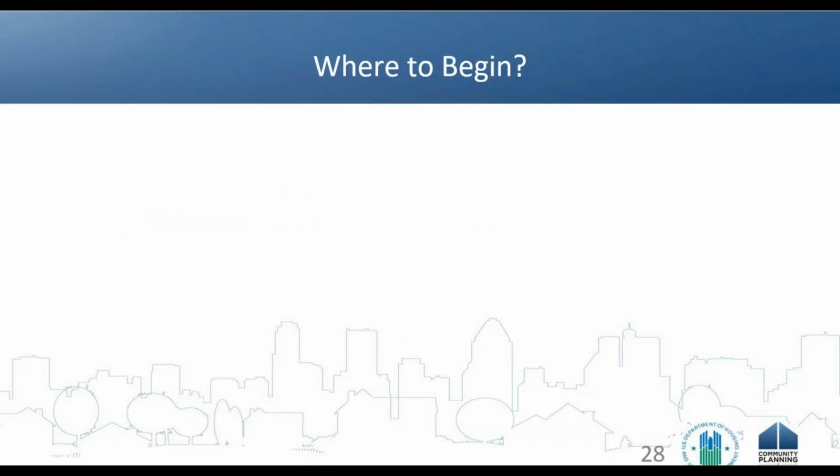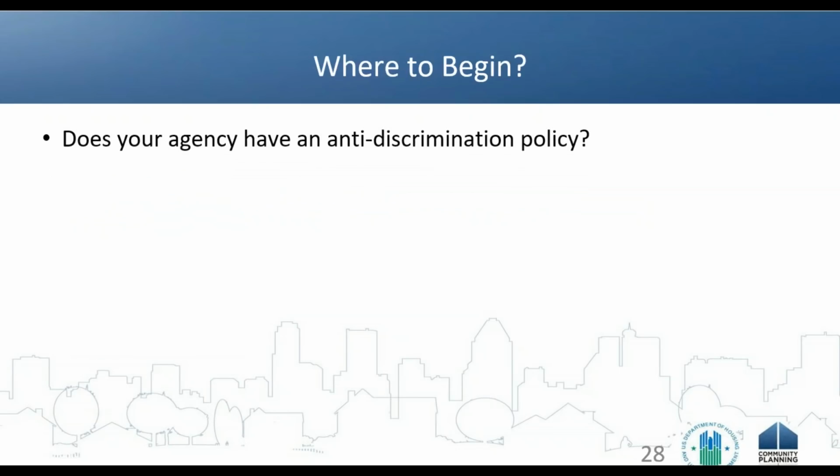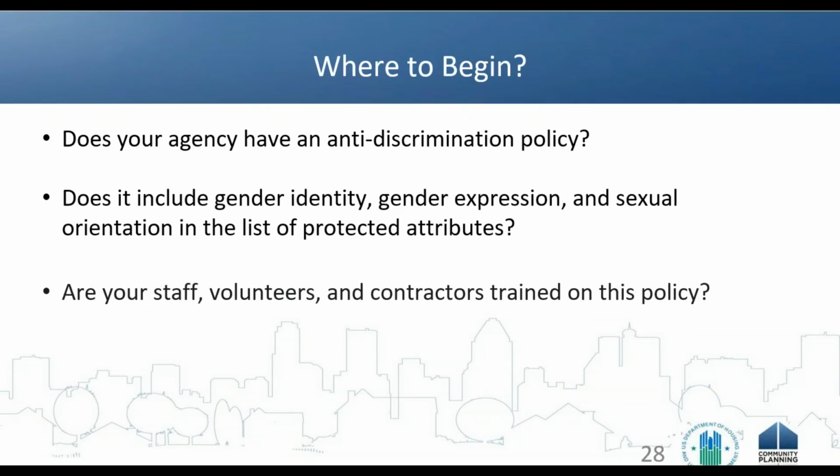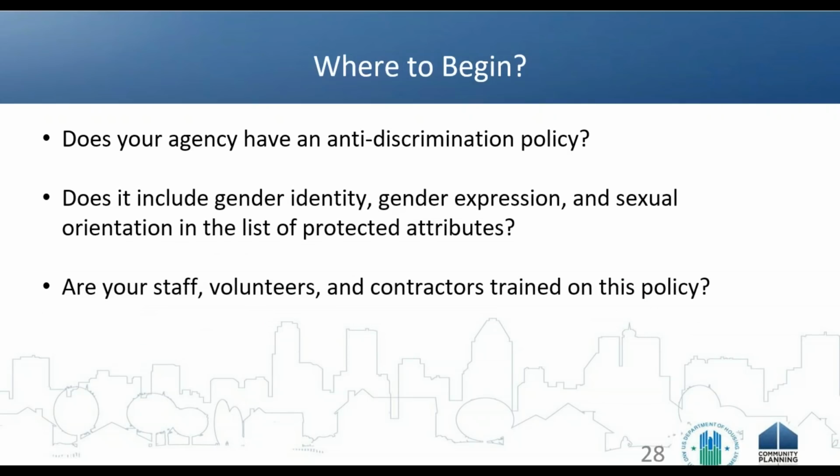As I mentioned, where to begin: that anti-discrimination policy, looking to that language. Does it include gender identity, gender expression, sexual orientation in the list of protected attributes? And as staff, volunteers or contractors, are you trained on this? Do you feel like you have the resources you need to do this respectfully, to engage when you see harassment happening or you see discrimination happening? How do you intervene in that situation? And ideally, the COC is supporting all of the projects in a jurisdiction, developing those skills.